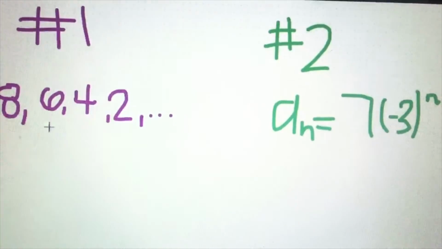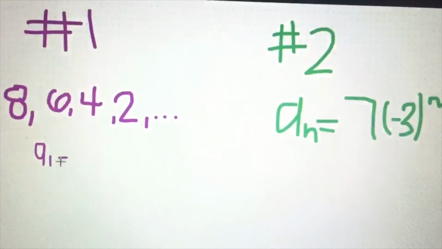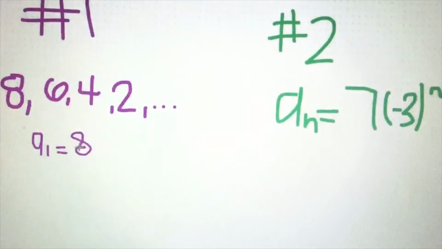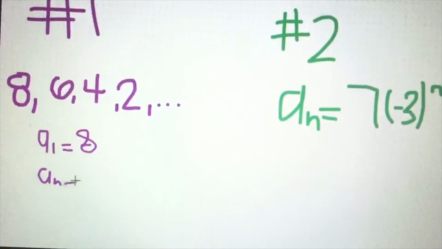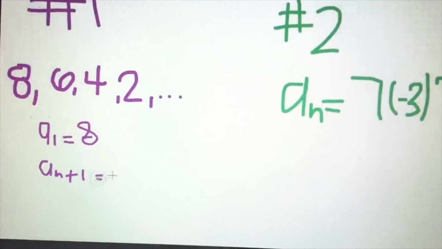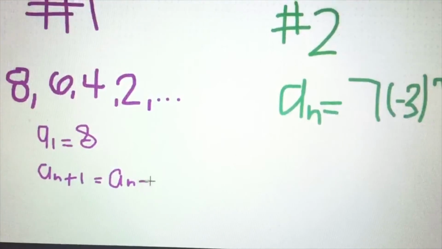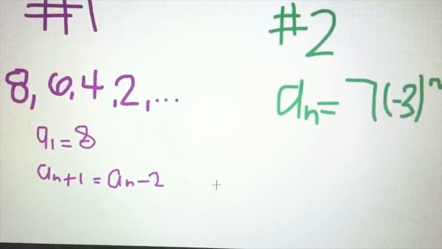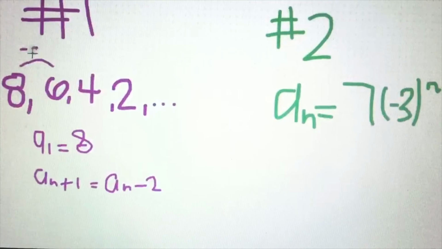For number 1, you should have gotten b of 1 is equal to 8, and b of n plus 1 is equal to b of n minus 2. This is all because each time you subtract 2 from the previous number.